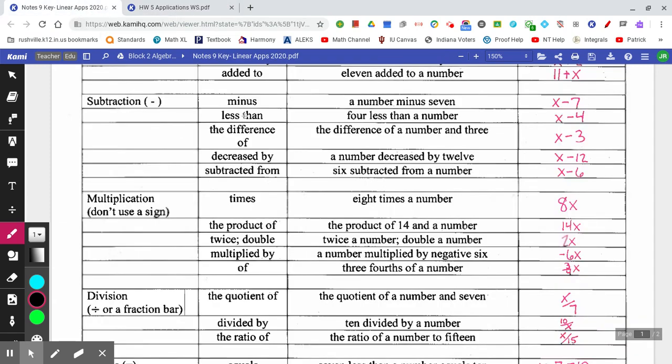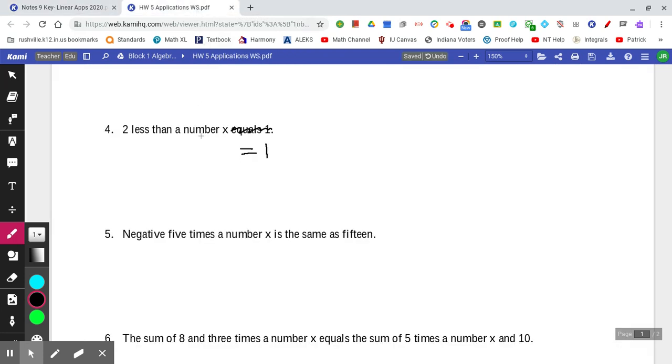If you don't know that "less than" means subtraction, you can go to the notes page and see that. But it's backwards construction. You'd be tempted, because you see the 2 first, to write 2 minus x, but that's not how this works. x is the larger value and we're taking 2 less than that amount. So we need to switch the order around. With subtraction, the order that you subtract matters. So we're going to put x, then minus 2, then equals 1, and go from there.